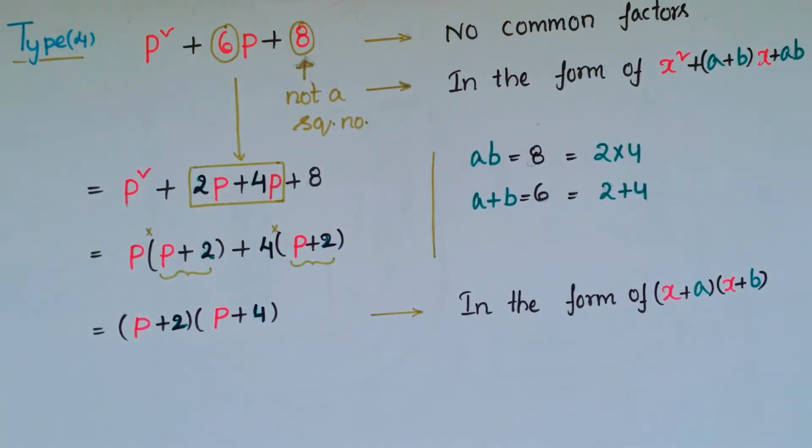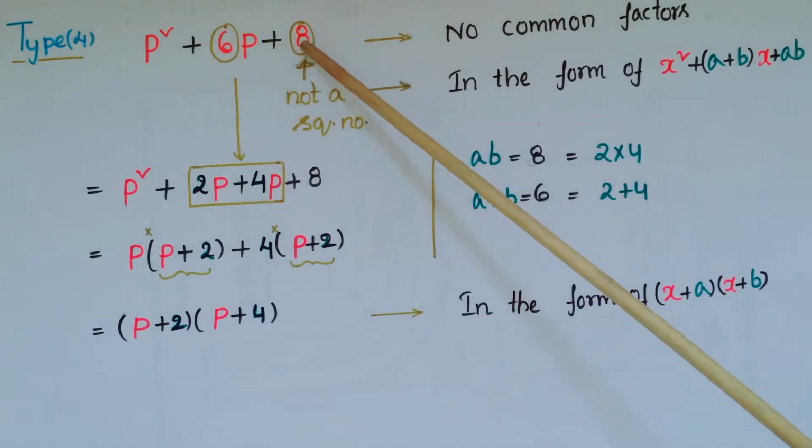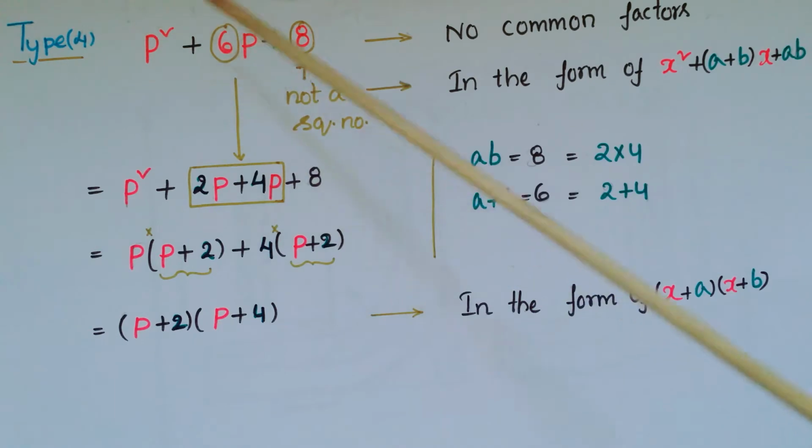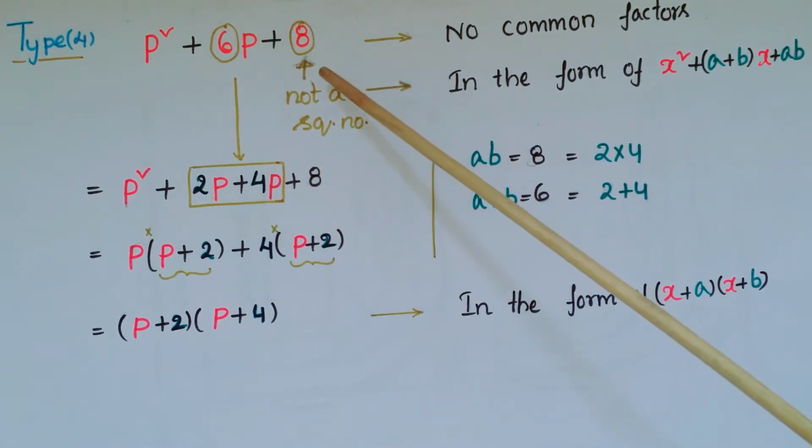This is another type of problem, p square plus 6p plus 8. First check any common factors among all these terms. So here there are no common factors. Then check for square numbers. Here p square is a square number and 8 is not a square number.